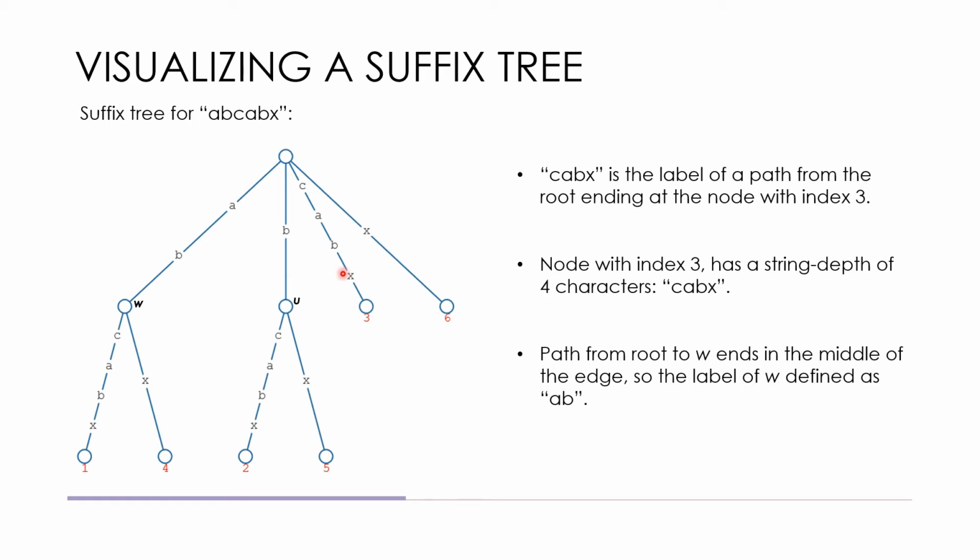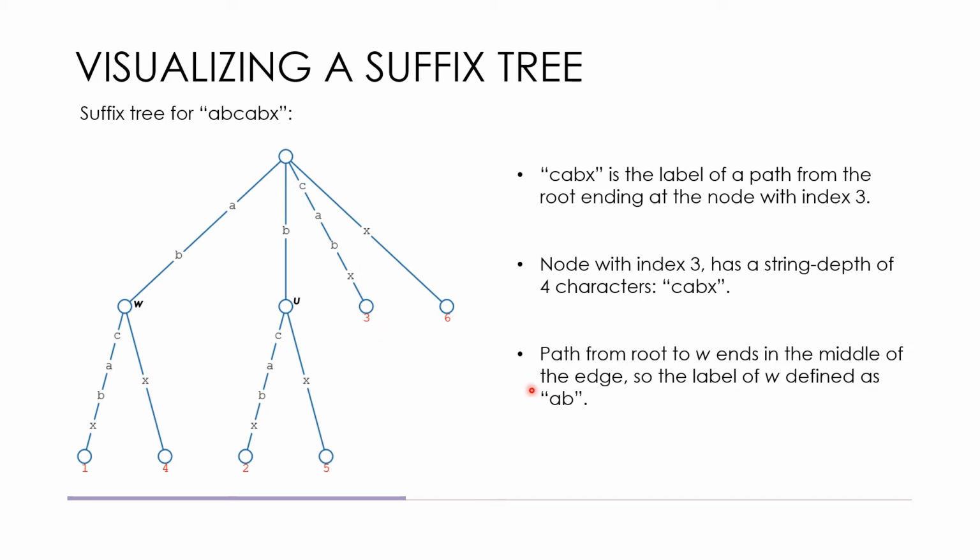That's because those are the characters that make up that path. And so we can see that the node with index 3 has a string depth of 4 characters, because that's the number of characters that we encounter on this specific branch of the tree or edge.